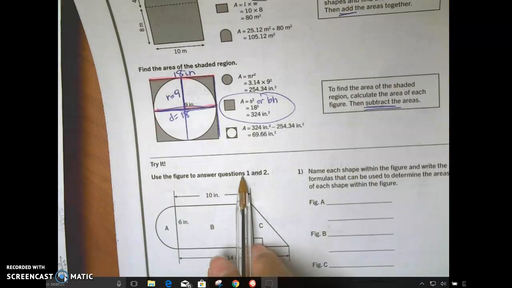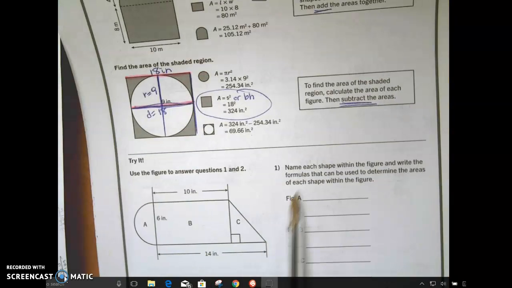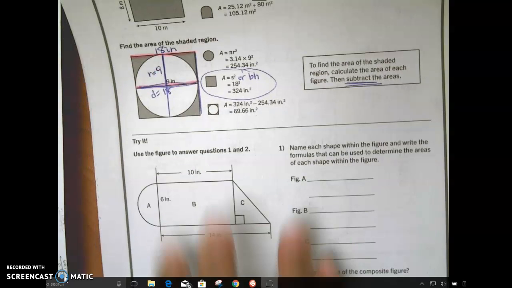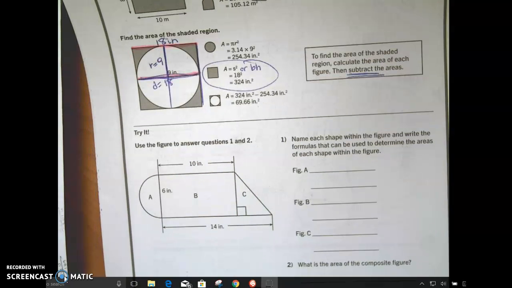Use the figure to answer questions 1 and 2. Name each shape within the figure and write the formulas that can be used to determine the areas of each shape within the figure. So they're telling us how to break this down so that when we go solve one of these on our own, we know what to do. So what shape is this?